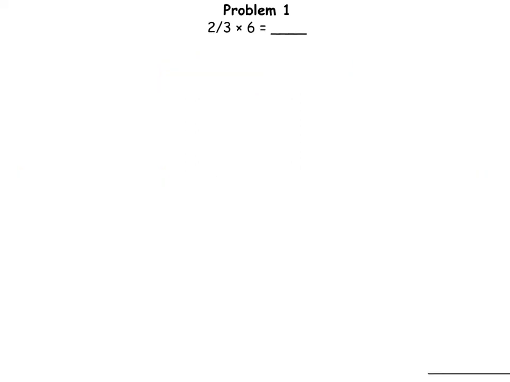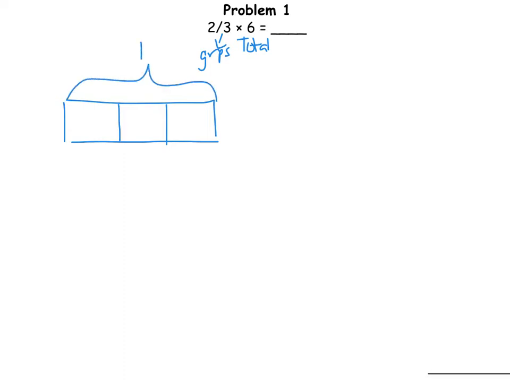Problem number 1, 2/3 times 6. Well, I know 6 is my total. And based on the fraction, I know I have that many groups. So I'm going to make my tape diagram. So I know I have 3 groups, and I know the total is 6. I need to figure it out for 2 of the 3 groups.